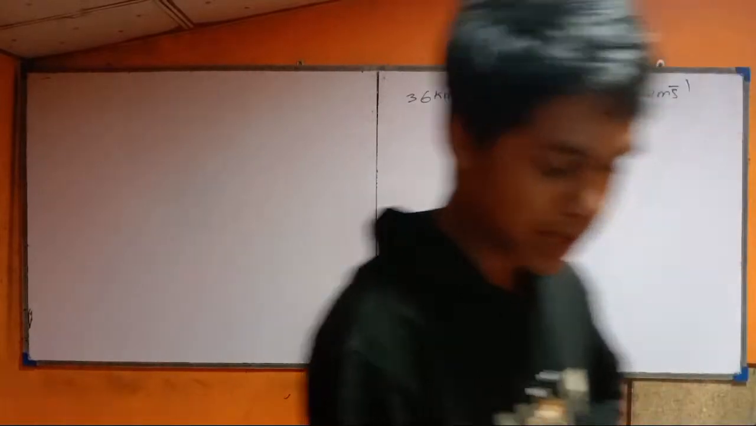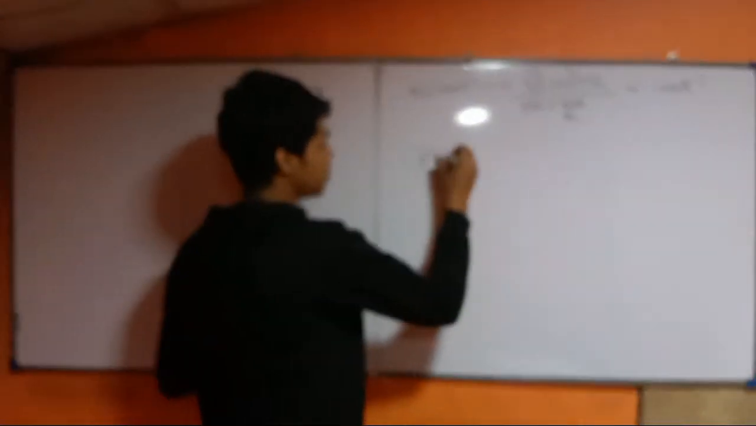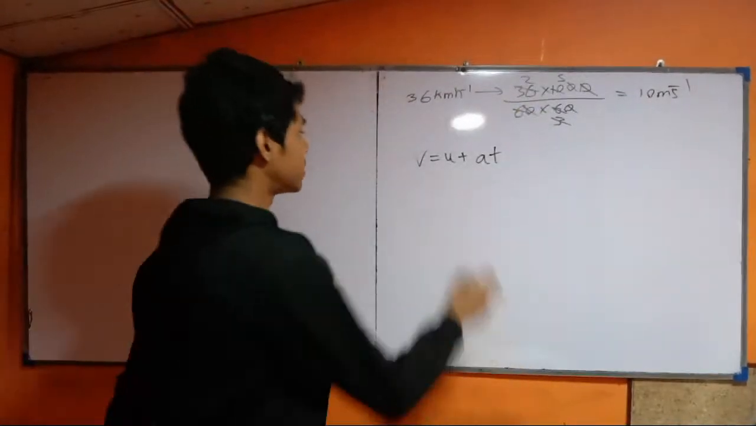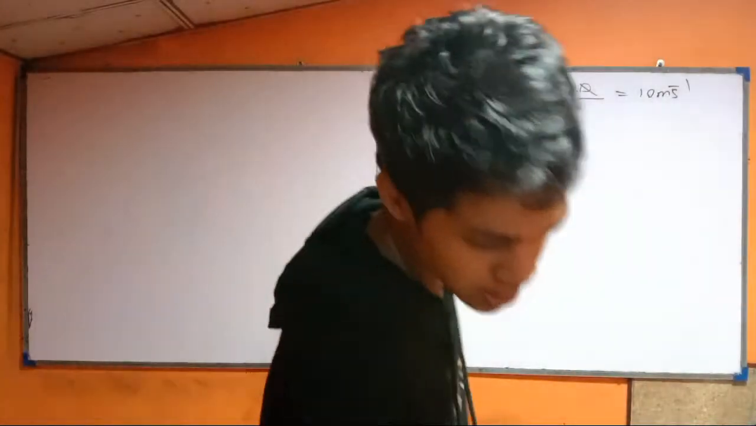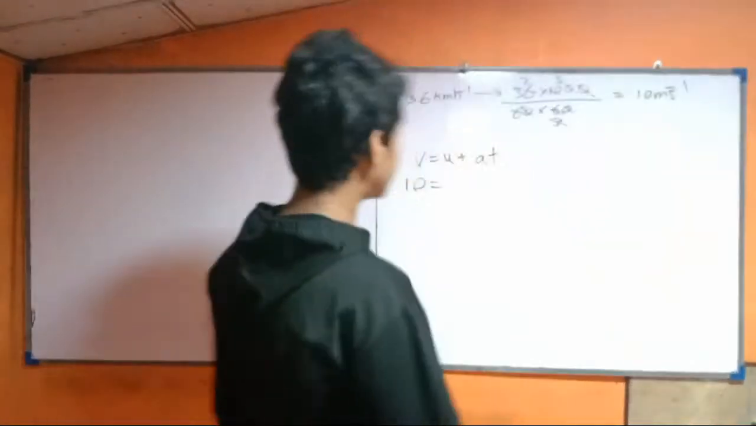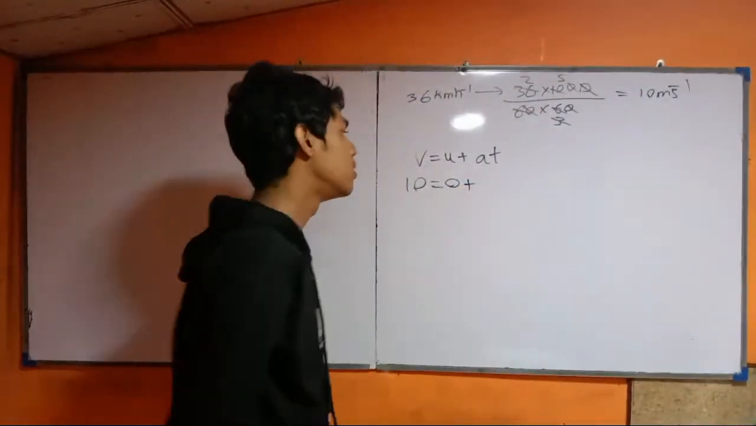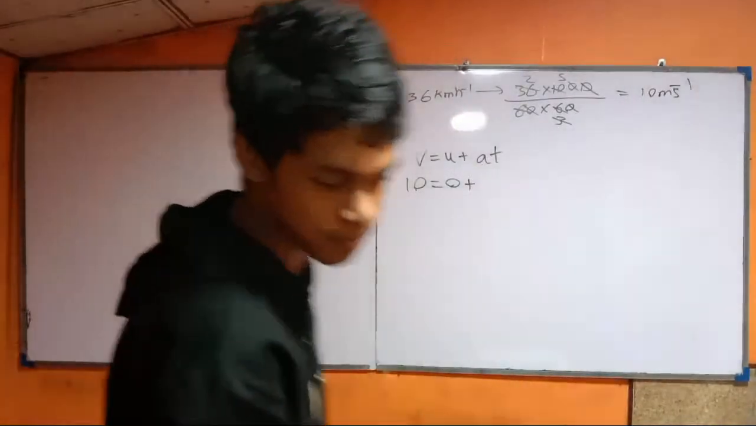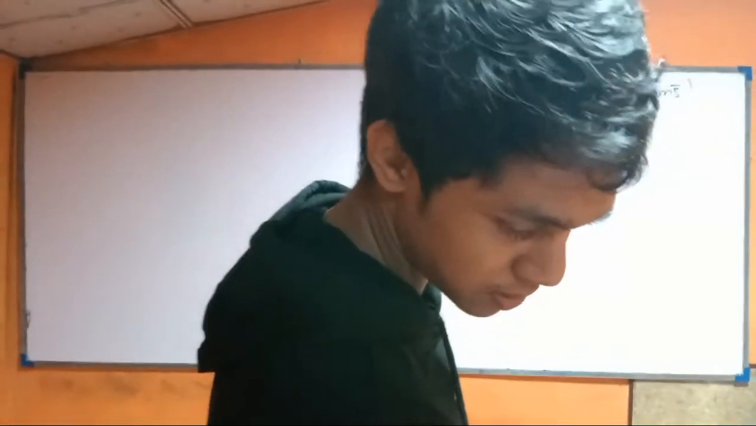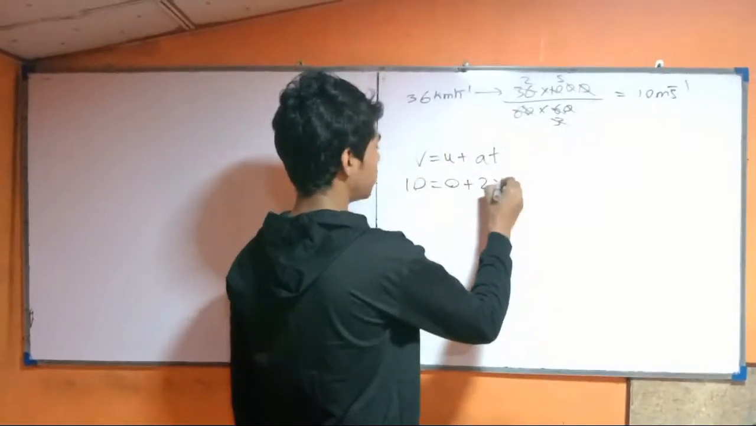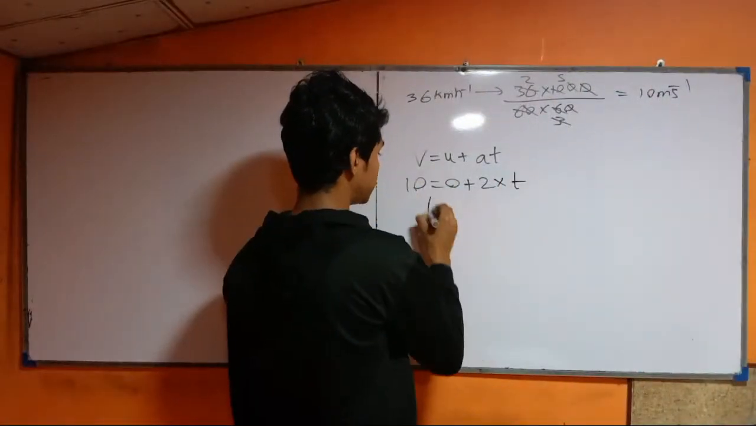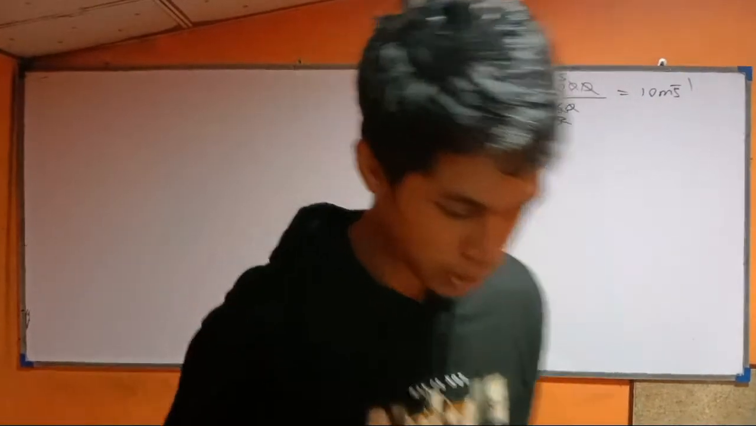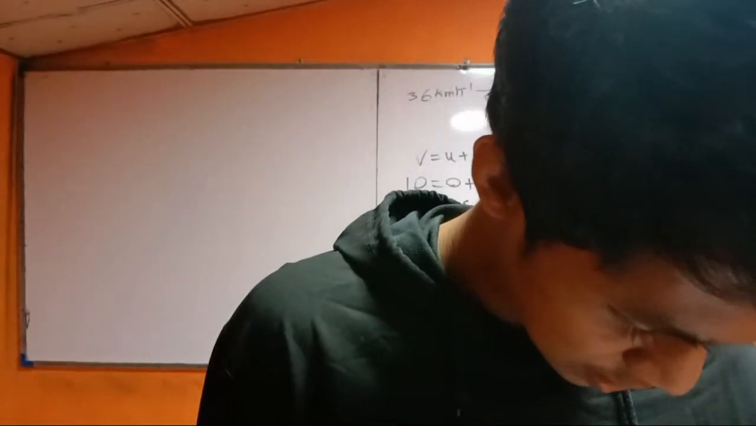Okay, we can apply V equal U plus AT. Final velocity 10 meters per second. Initial velocity how much? Starting from rest, 0. So A is going to be how much? 2 meters per square second into time. Easy. T is going to be 5 seconds. Voila. Good.